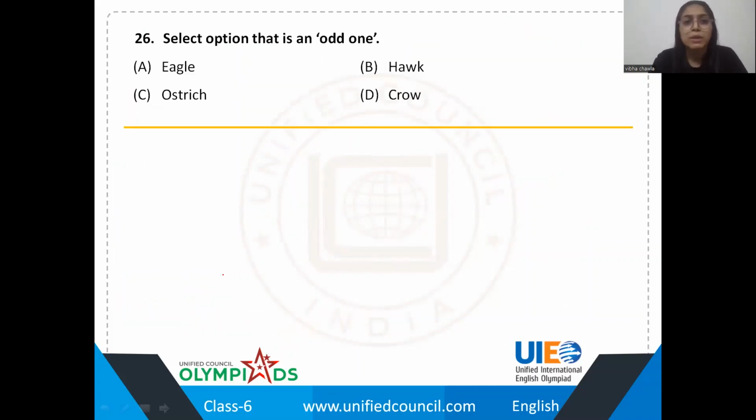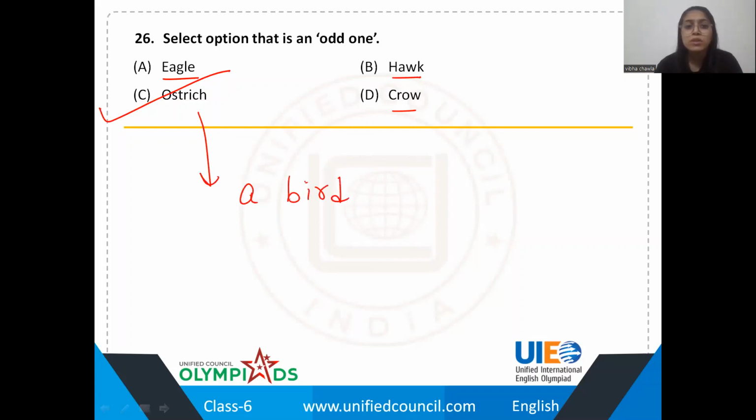Now let's move to the next type of question, which is select the option that is an odd one. Eagle, hawk, ostrich, or crow. Which one is odd? Firstly, all of these are names of birds, right? Now, what's the difference? There should be something different in one of these options, because that is supposed to be the odd one out. Eagle, hawk, and crow are birds which fly, but ostrich is, in fact, the only one among these four which cannot fly. So that's why the odd option will be ostrich.